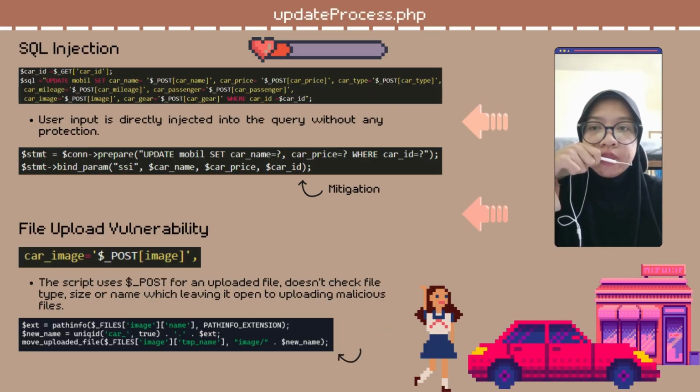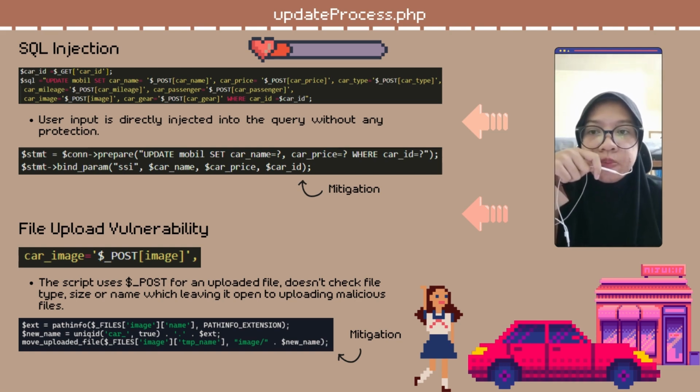The third vulnerability is the missing enctype for file uploads. This form is supposed to support image uploads, but without enctype equals multipart/form-data, the uploaded file won't be included in the POST request and the server won't receive the image. To mitigate this vulnerability, we have to include the specific code.